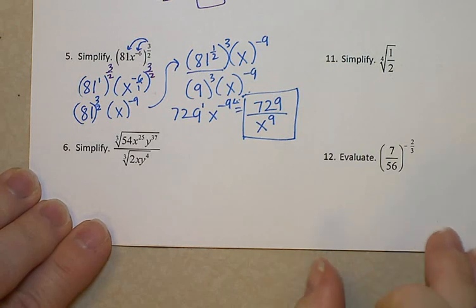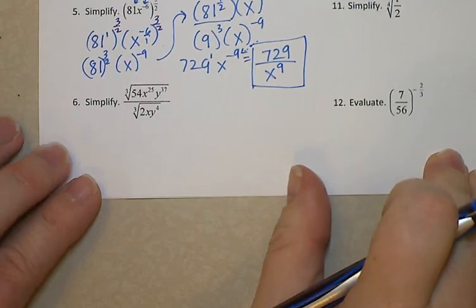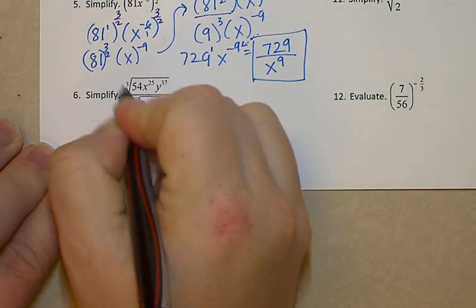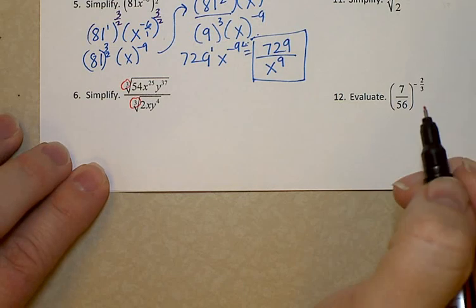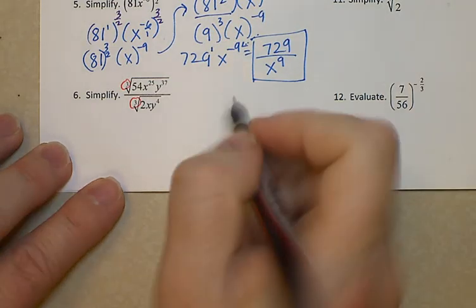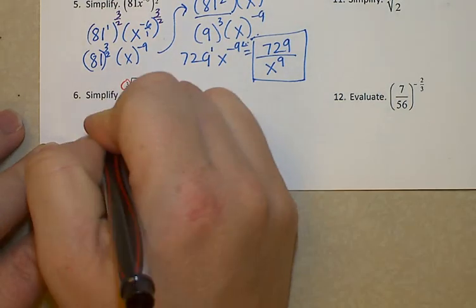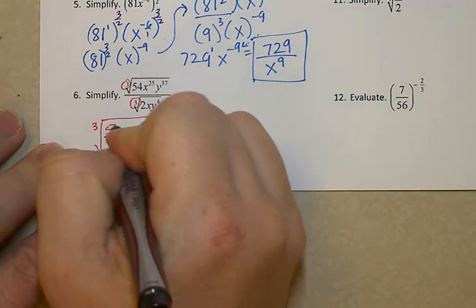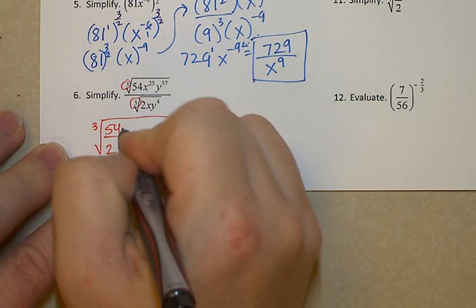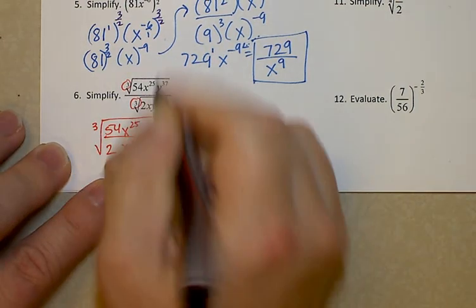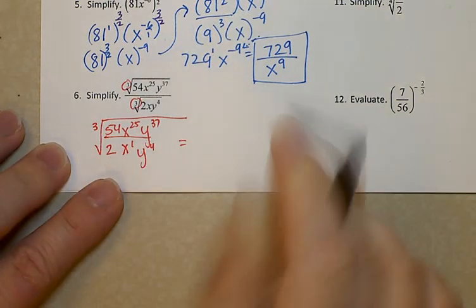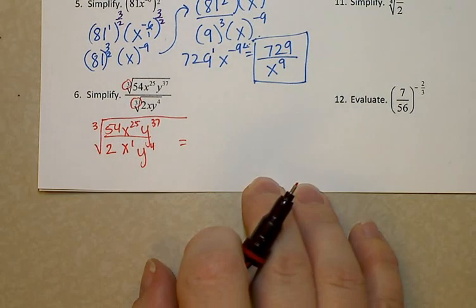Number 6. Notice we have the same nth root. You can only do this when you're having the same nth root and you're either multiplying or dividing. So I'm going to make a large radical here. Because we have the same nth root, I'm going to do 54 over 2, x to the 25th over x to the 1st, y to the 37th over y to the 4th.